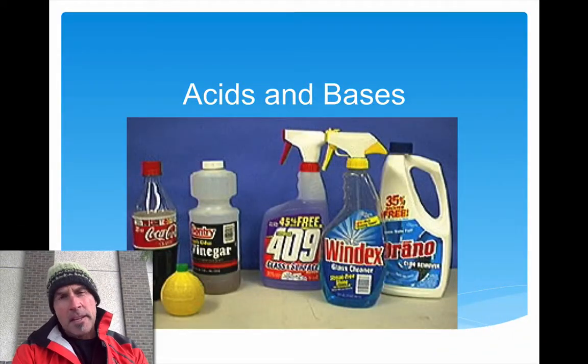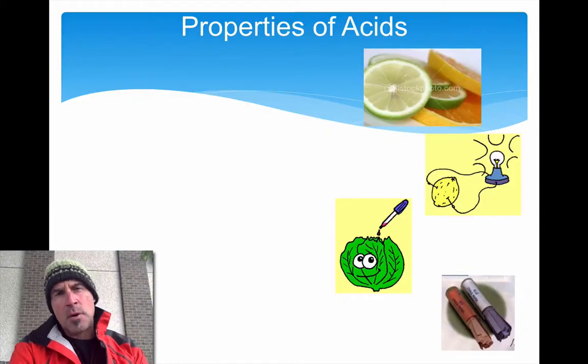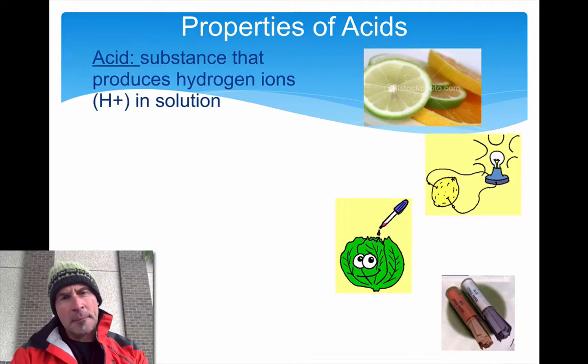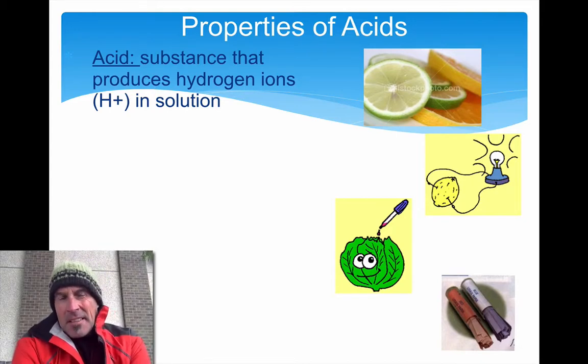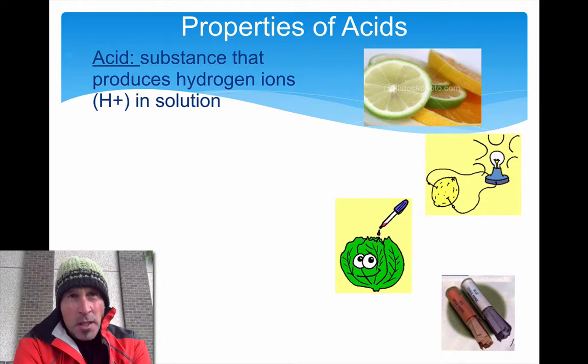So, all right, let's dive in. Acids and bases, here we go. Properties of acids. An acid is a substance that produces hydrogen ions. In this case, it is a cation, H positive in solution. Remember, that means that it has more protons than it does electrons. So it is overall H positive.